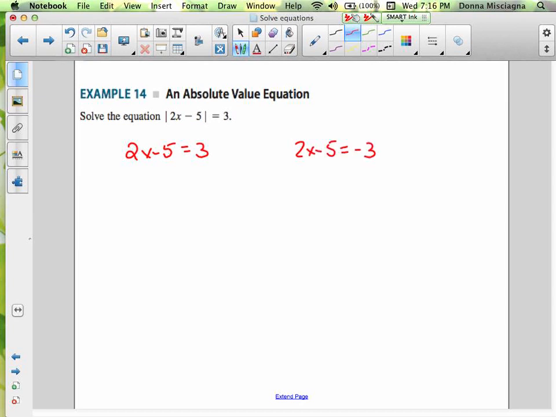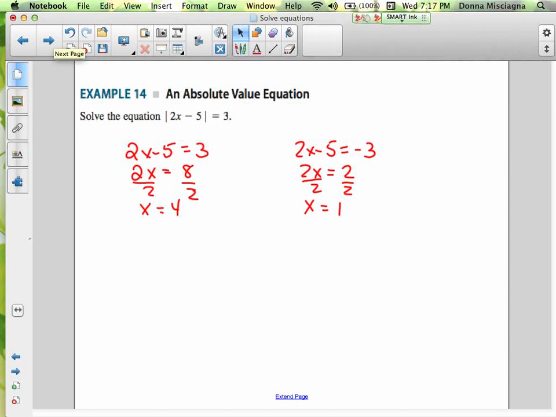And now we just solve a very simple equation. So we'll add 5 to both sides. So we have 2x equals 8, divide by 2, and x is 4. Over here, add 5 to both sides. 2x equals, so negative 3 plus 5 is 2. Divide by 2, and x is 1. You don't need to check these. You don't get false solutions, right? The only error you'd make is if you made an addition or subtraction error.